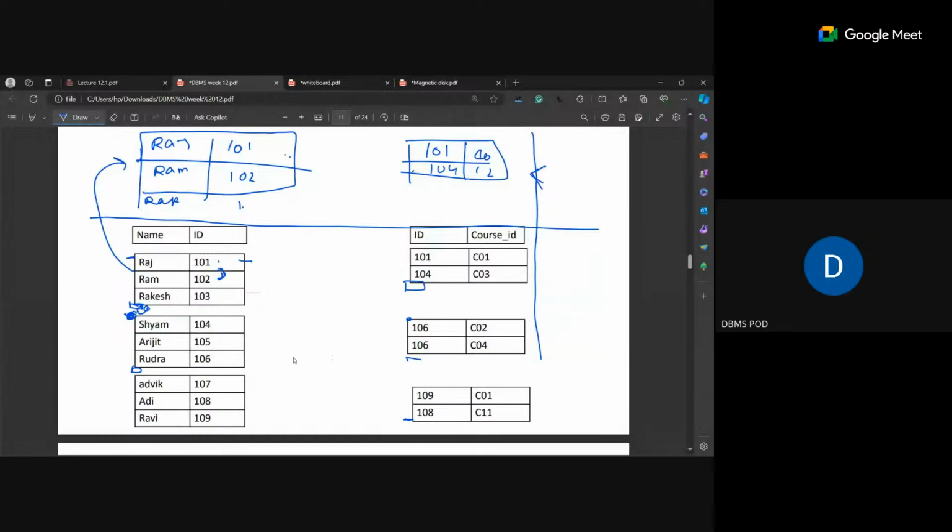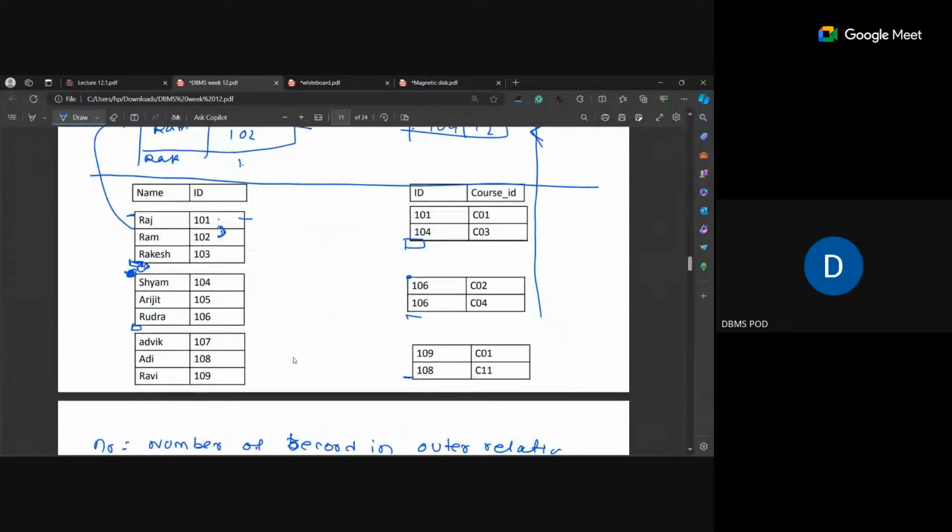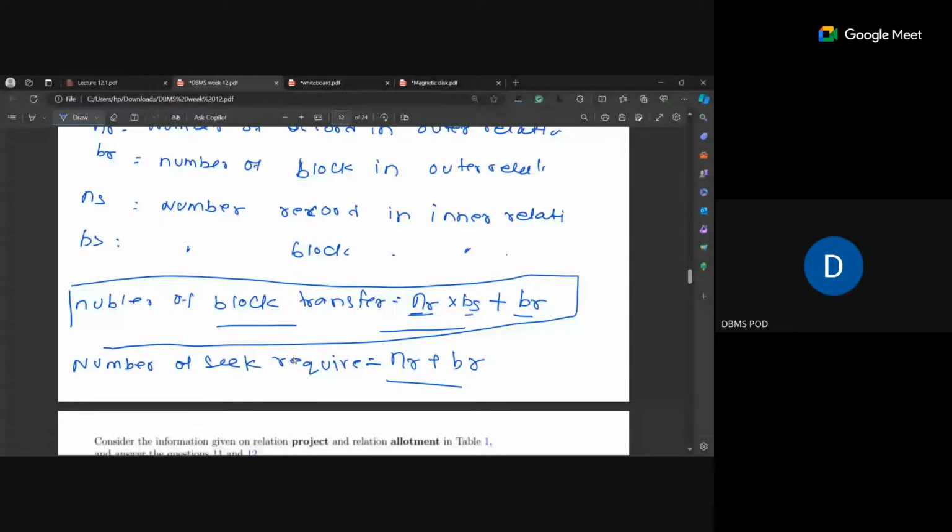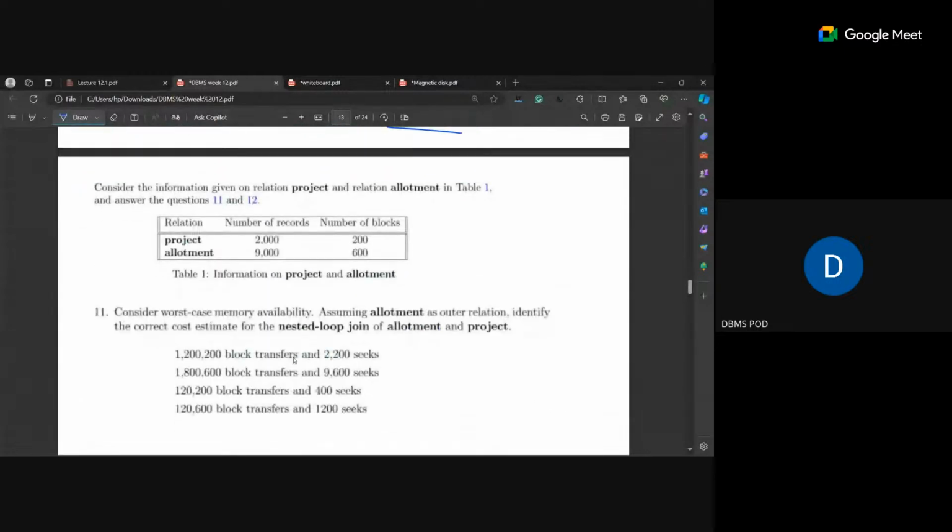The number of records. Okay, so let's solve one more numerical. Consider the information given on relation project and relation allotment in Table 1. Answer question 11. Project is relation project, allotment: number of records 2000 and 9000, and number of blocks 200 and 600. Consider the worst case memory availability. Assuming allotment as outer relation, identify the correct cost estimate for the nested loop join of allotment and project.